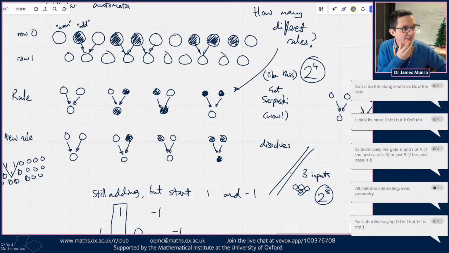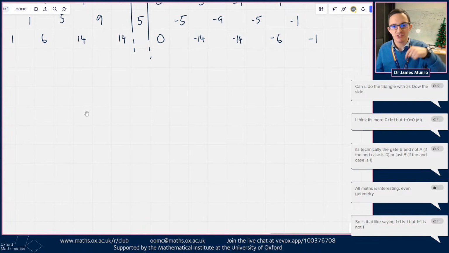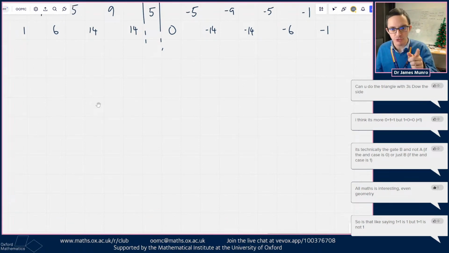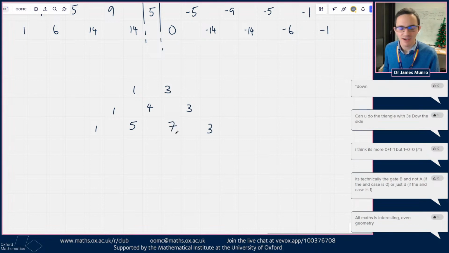Triangle with 3's down the side. Do you want 3's down both sides or 3's down one of the sides? I mean, the answer is almost certainly yes. You can do the triangle with 3's down the sides. So I think 3's down both sides gives you like 3 times Pascal's triangle. Everything's just like 3 times as big. This one, I don't know what happens. Like this? Yeah, I don't really know what's going on. Where are the odd numbers?